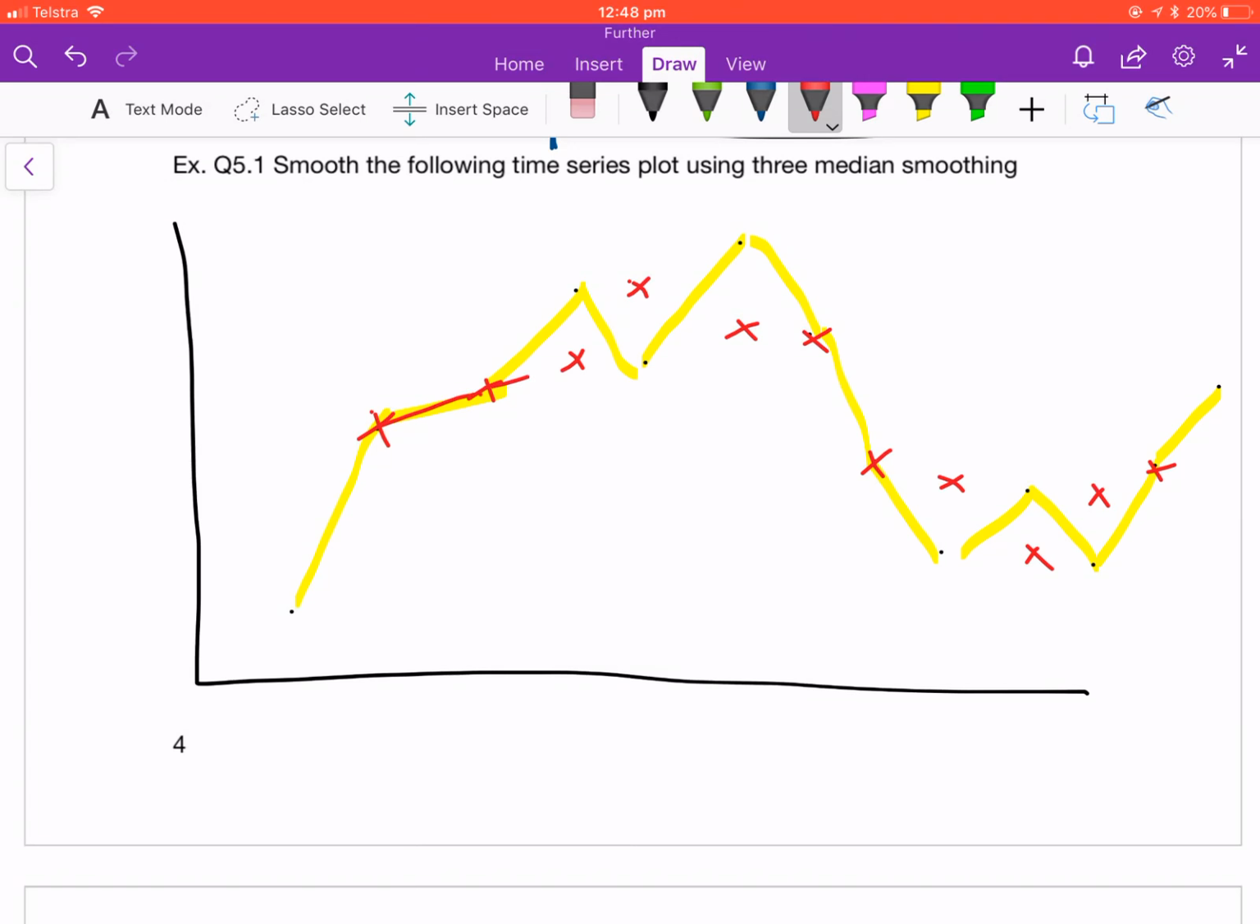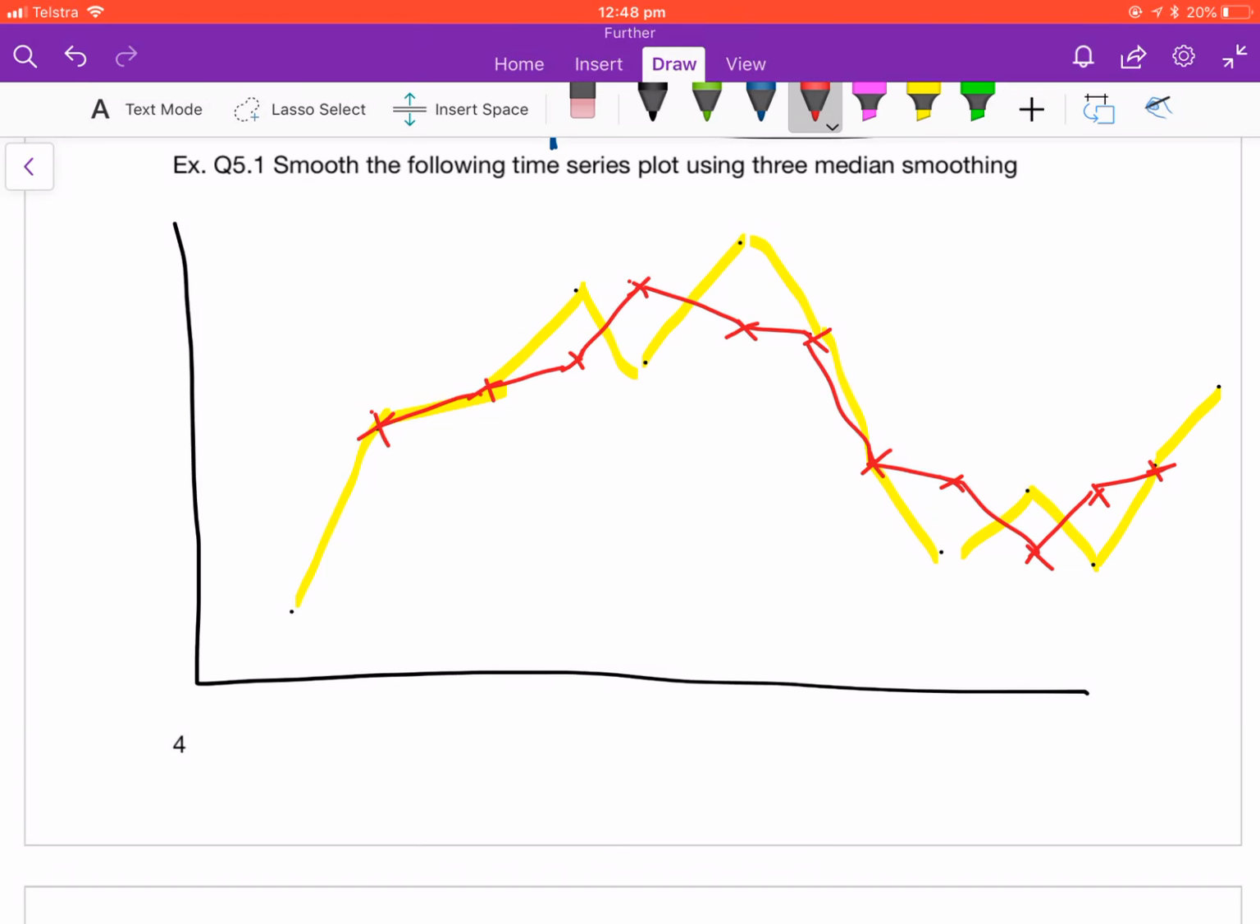Last thing to do is just to connect them all up. So a straight line between each point. Make sure you use a ruler when you're doing this on a sheet of paper. And as you can see, this time series plot has now been smoothed.